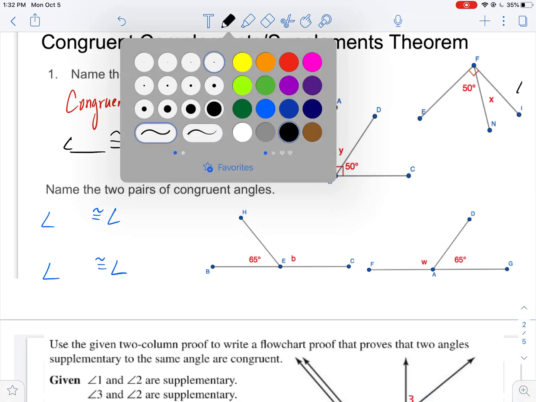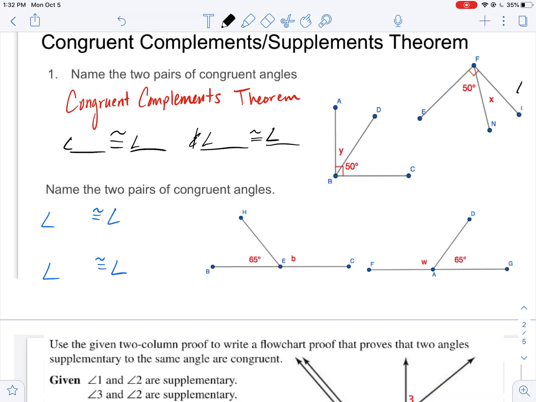For my congruent complements theorem up top here, let's look at two angles that are both complementary to 50. So y is complementary to 50 and x is complementary to 50. They both add to 90 degrees. So y is angle ABD, and x, I would have to follow the same pattern. That would be, this is supposed to be a G out here, GFN.